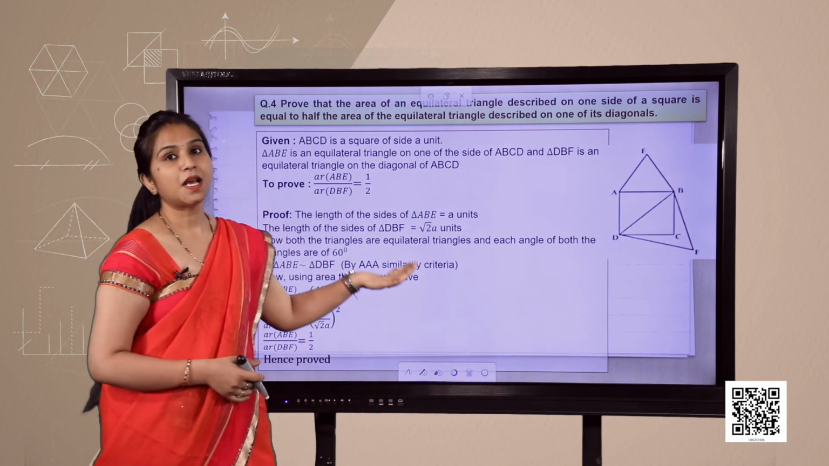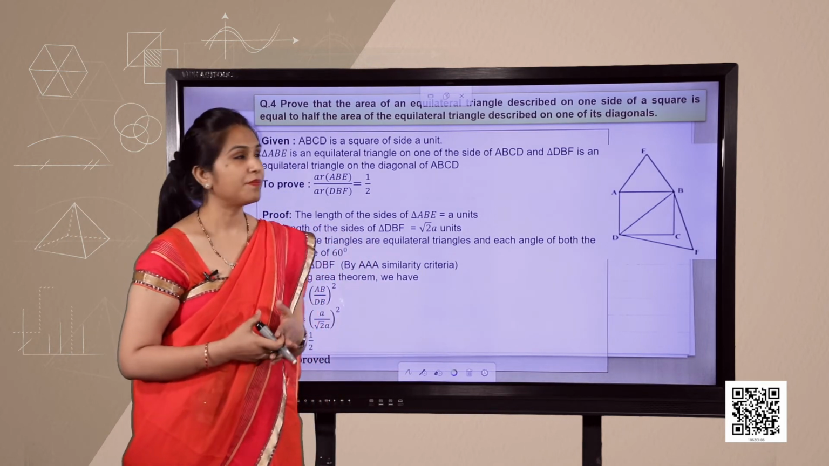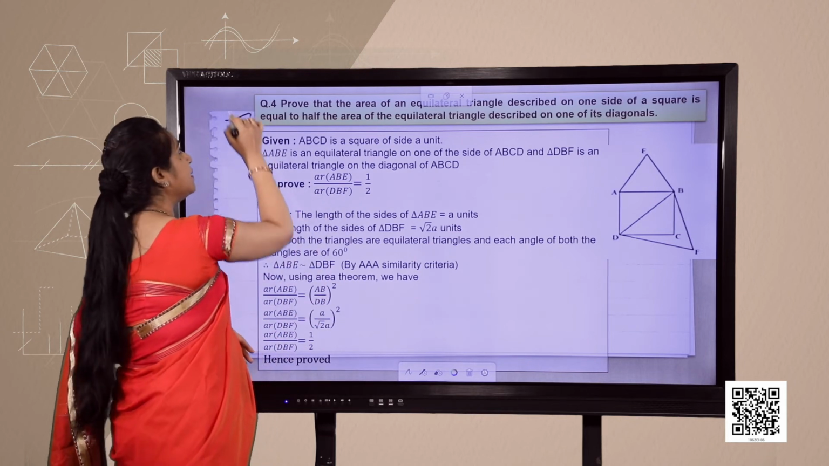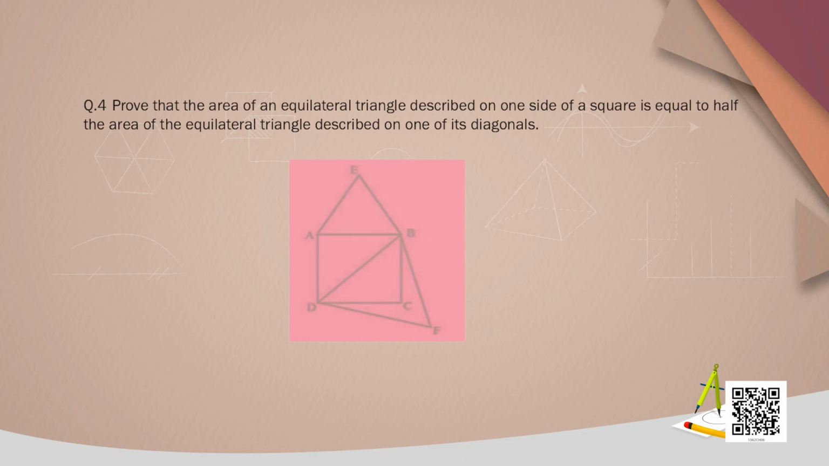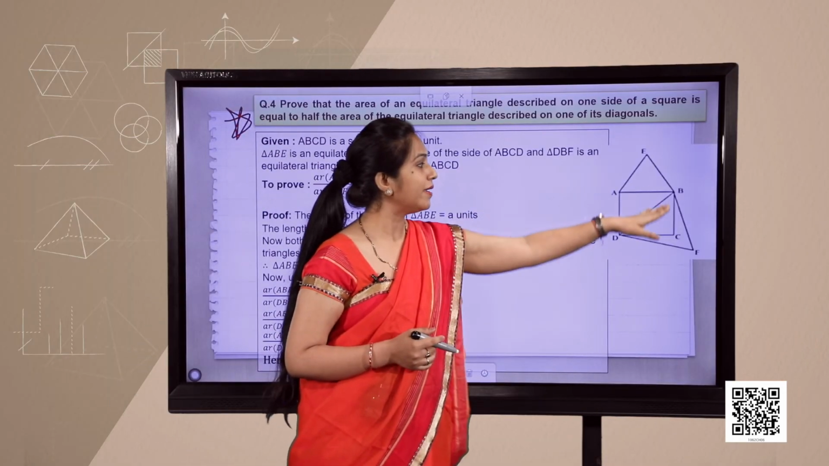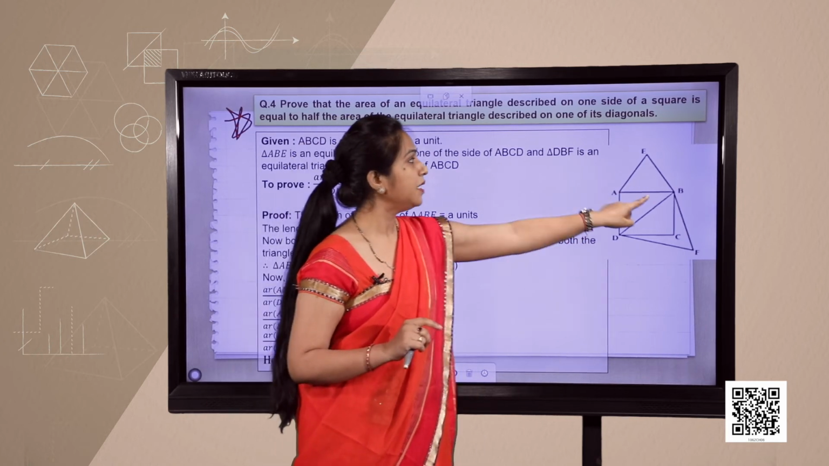This is the last example, but children, there are so many good examples given in your book, so you can practice from there as well. But this is one of the very important questions from your exercise. This question says you have to prove that the area of an equilateral triangle which is described on one side of the square is equal to half of the area of the equilateral triangle which is described on the diagonal of the square.